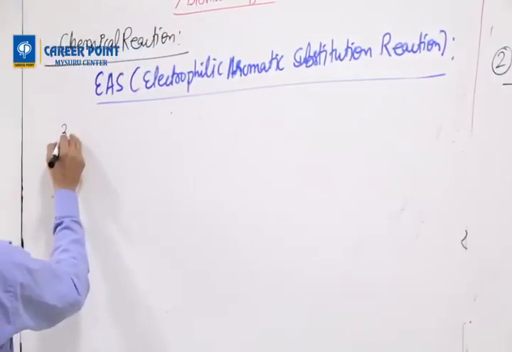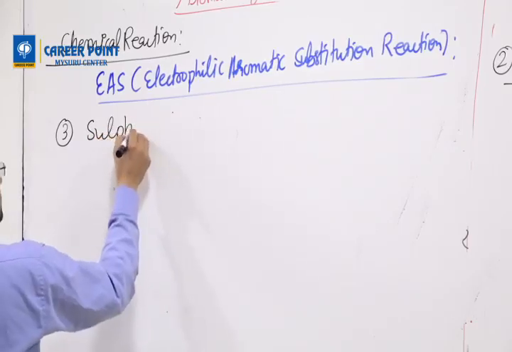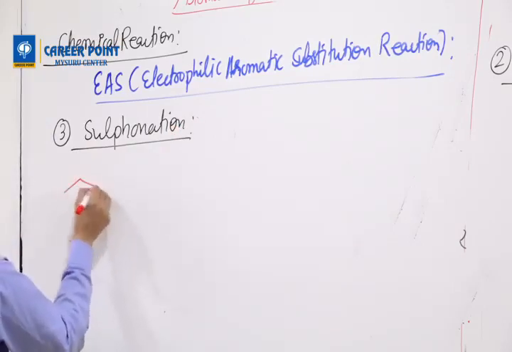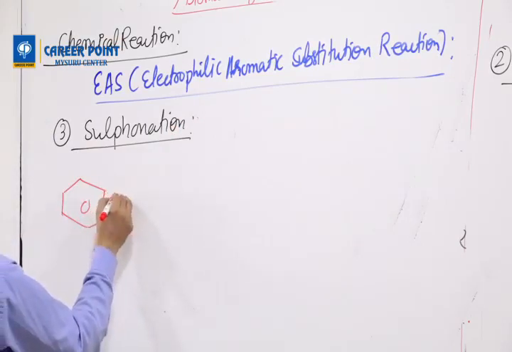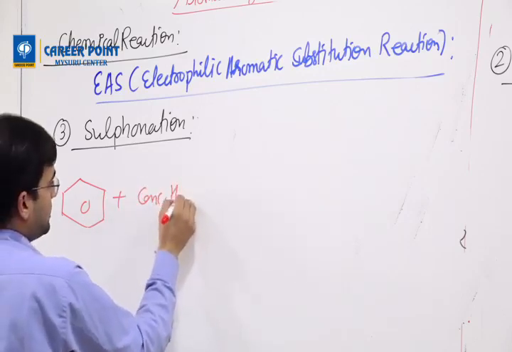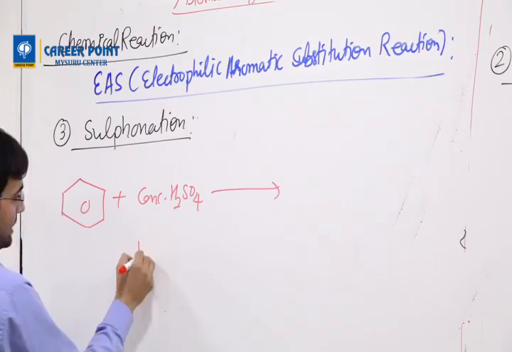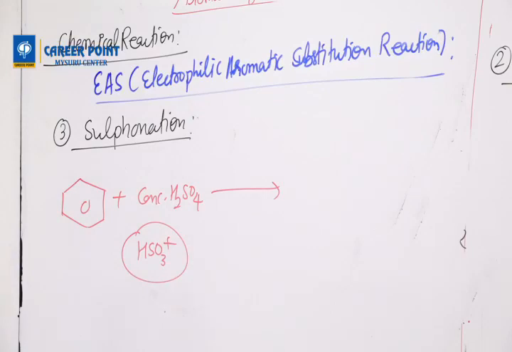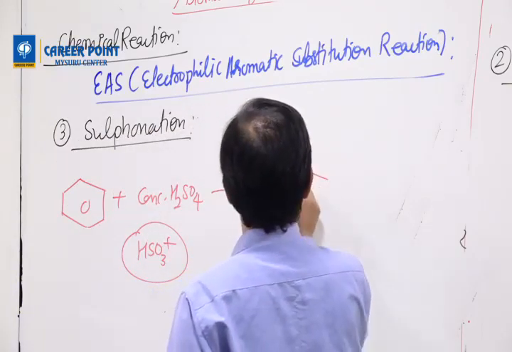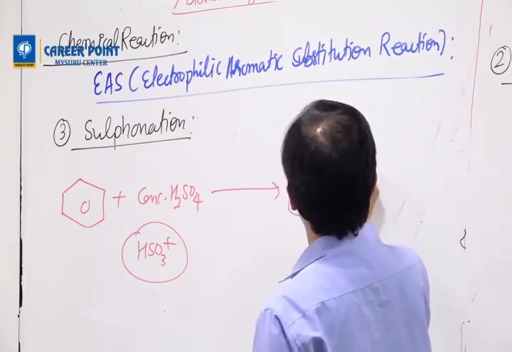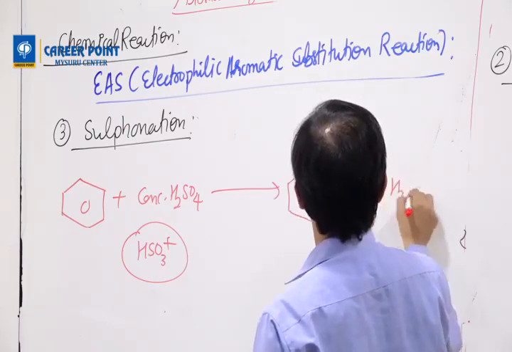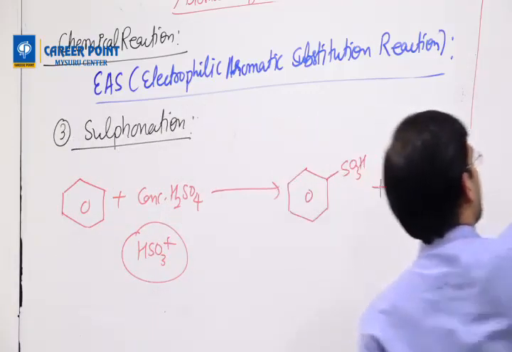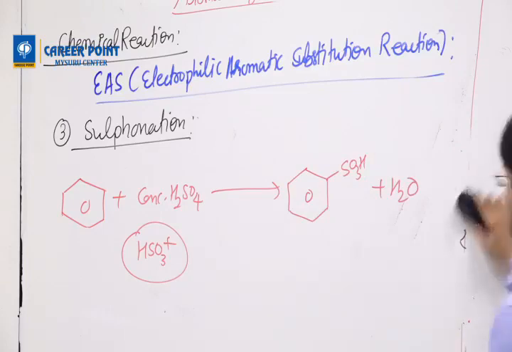Copied? Then third. Third one is known as sulfonation. So benzene plus concentrated H2SO4. Here the electrophile is SO3H. So we write benzene SO3H plus H2O. This is the third one. So I have given the electrophile also there.